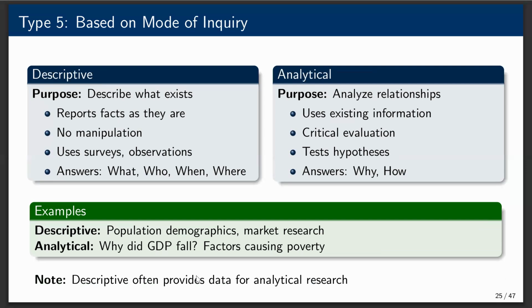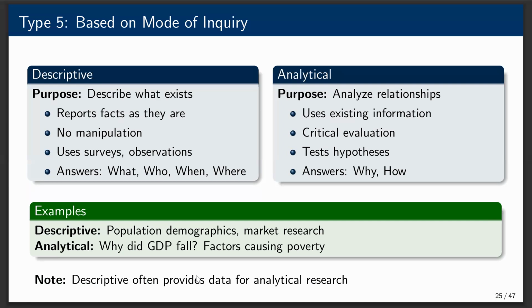Then type 5, based on mode of inquiry, descriptive versus analytical. In descriptive, the purpose is to describe what exists, to report facts as they are. There is no manipulation. It uses surveys, observation. The answers are basically what, who, when, where. Analytical: the purpose is to analyze relationships. It uses existing information, critical evaluation, it tests hypotheses. It answers why and how.